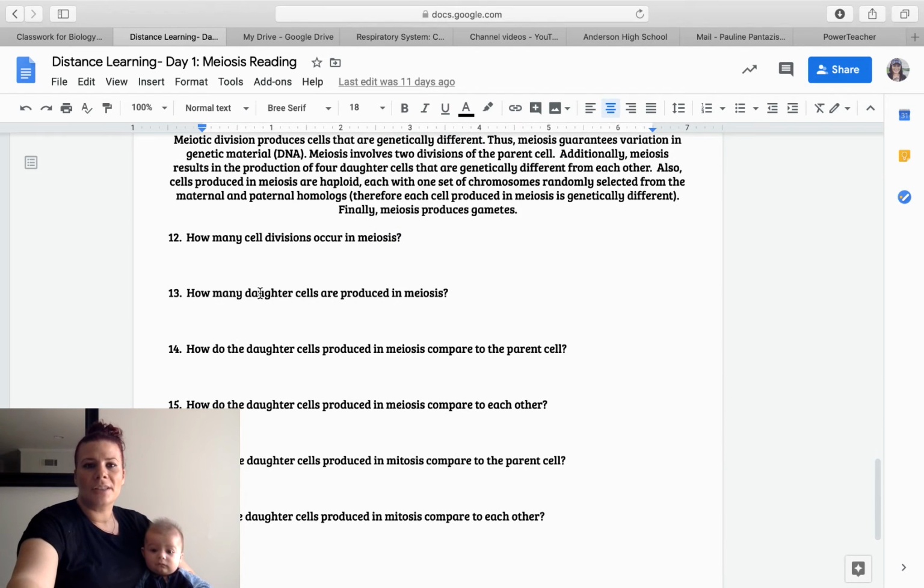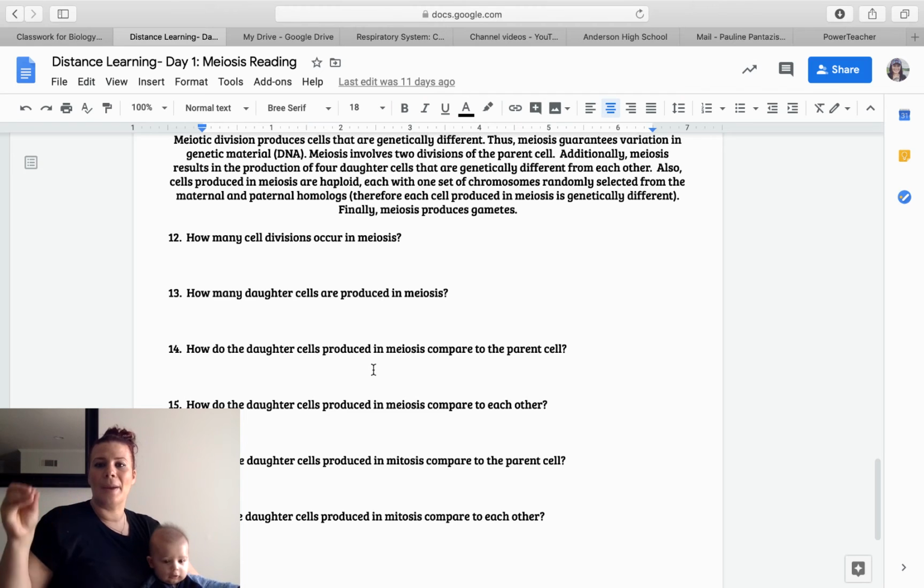The last questions, I know it's asking about daughter cells, and when you hear the term daughter, you think of, like, oh, it's a girl that has a mom, right? No. Daughter cell is the fancy way of saying the cell at the end of meiosis, so either sperm or egg. So when it says something like, let's say question 14, how do the daughter cells produced in meiosis compare to the parent cell?